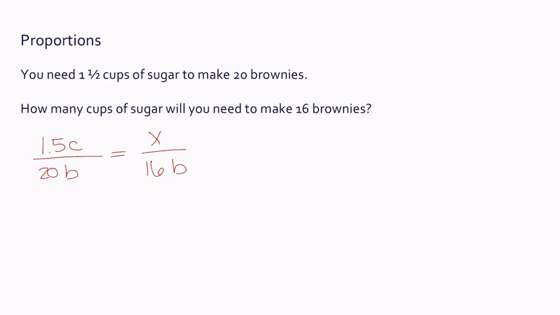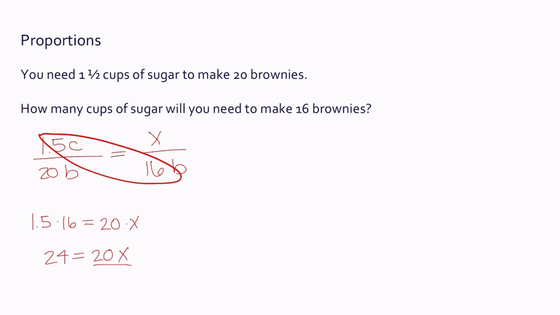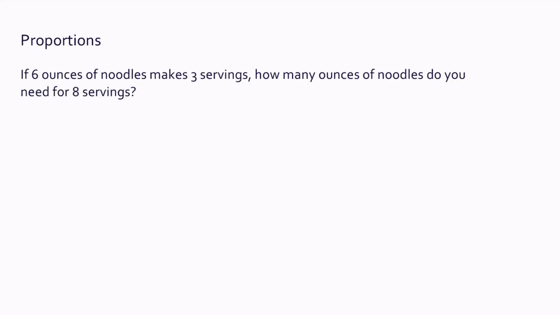So I can do my cross multiplication where I have 1.5 times 16 equals 20 times x. So I have 24 equals 20x, and then I'll divide both sides by 20, and I end up with 1.2. So I need 1.2 cups of sugar for 16 brownies. Pause this video and give this one a shot.